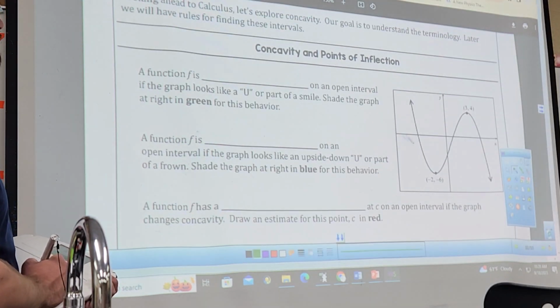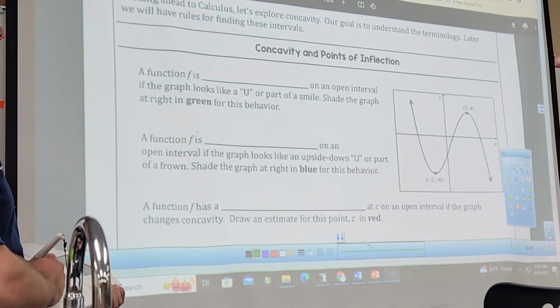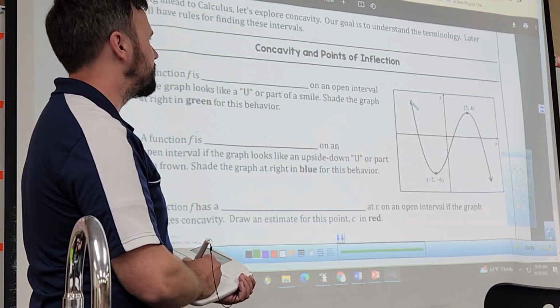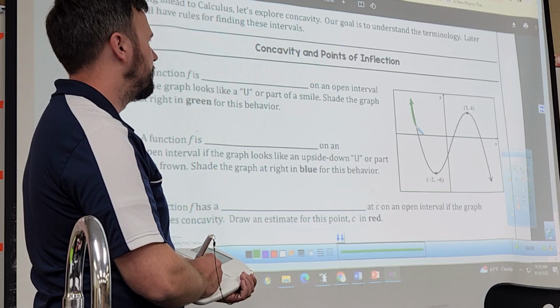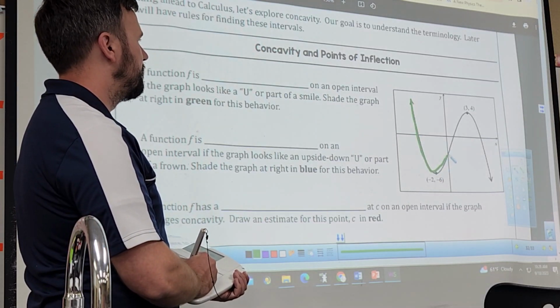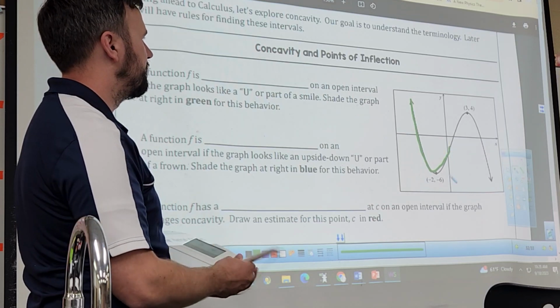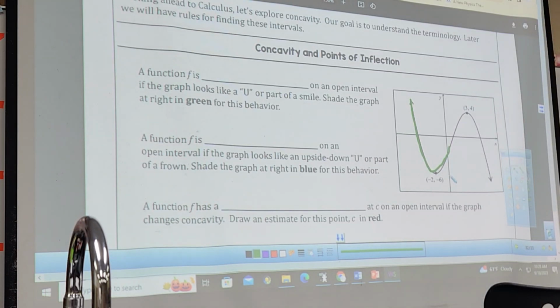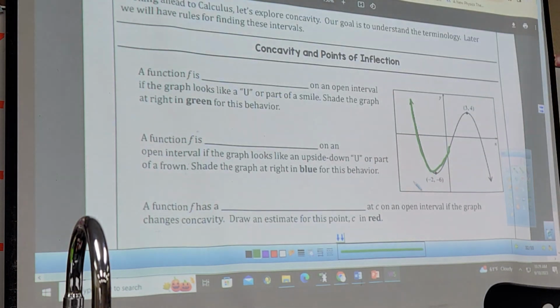So what part of this function is concave up? From -2 to 3. Remember, concave up means we look like what? A U. So where does it start looking like a U? Am I still a U? Am I still a U? Uh-oh, what happens around here? You look like an upside down U, right? So what color do I do for the upside down U?